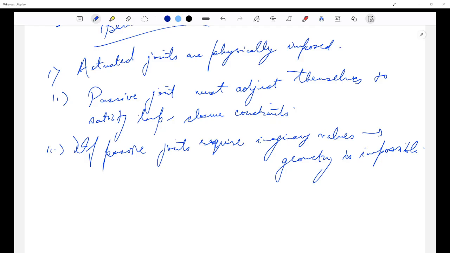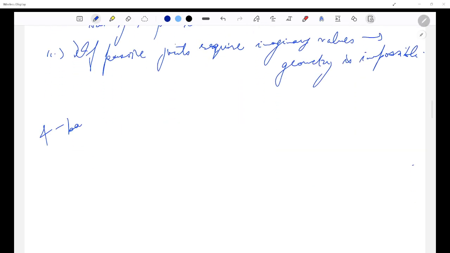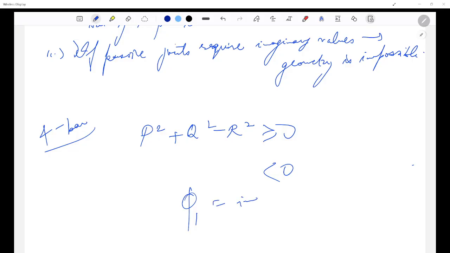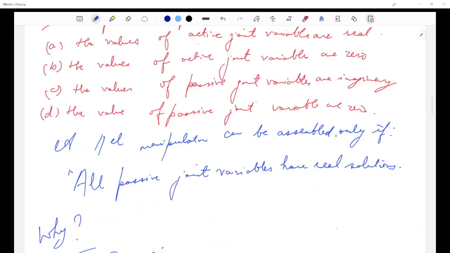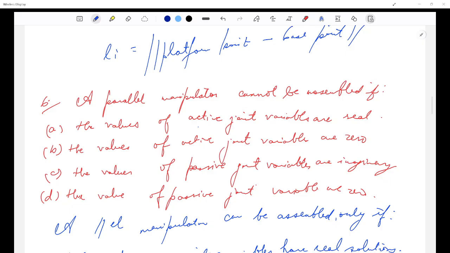So if we take the example again of the 4-bar mechanism, from the loop closure equation we got p square plus q square minus r square should be greater than or equal to 0. If it does not satisfy and we get less than 0, then we'll get phi 1 to be imaginary, and phi 1 imaginary is not possible. The mechanism cannot close the loop and hence it cannot be assembled. So what is the correct answer according to this? The values of passive joint variables are imaginary.